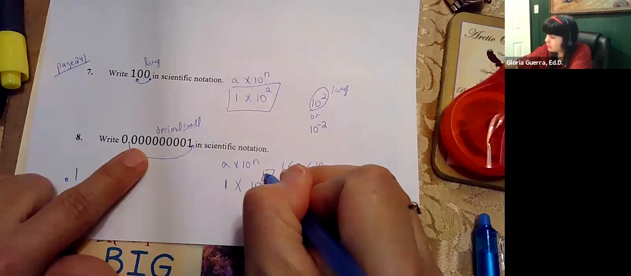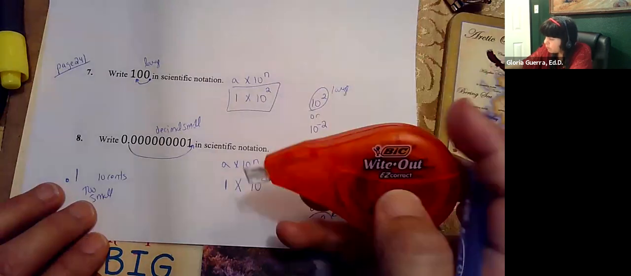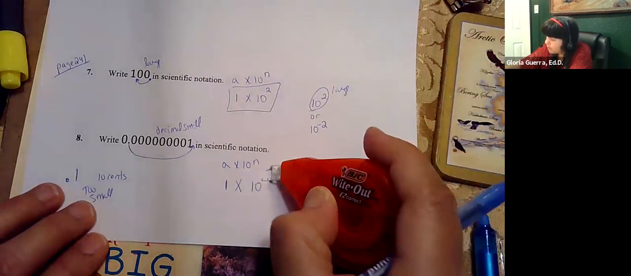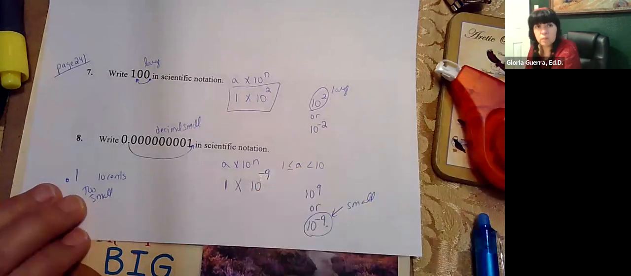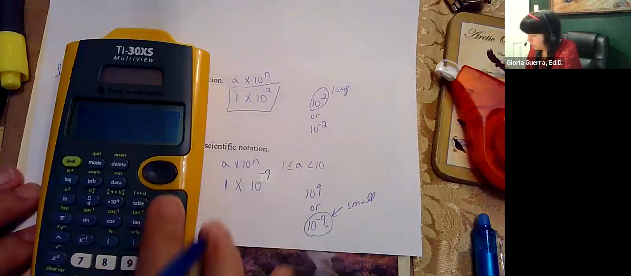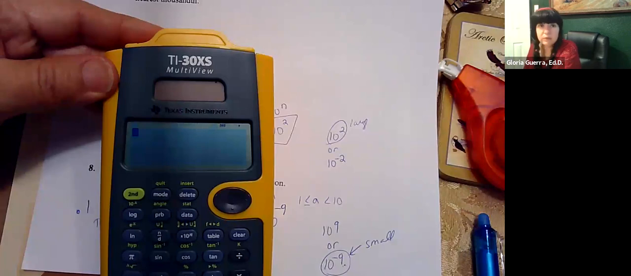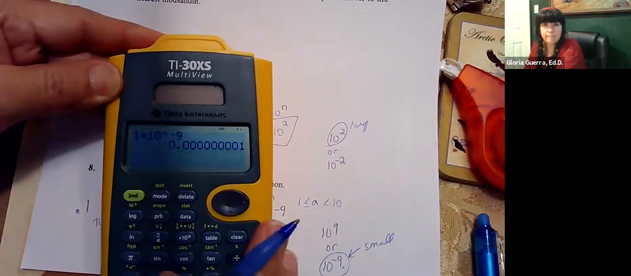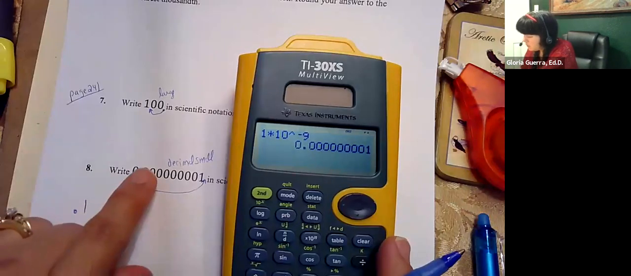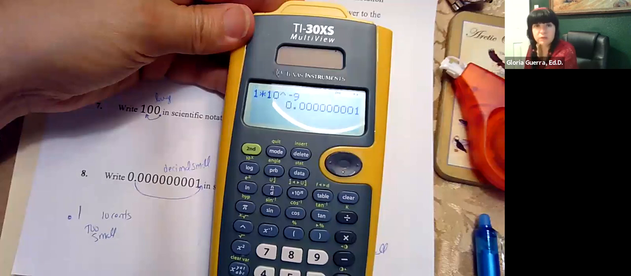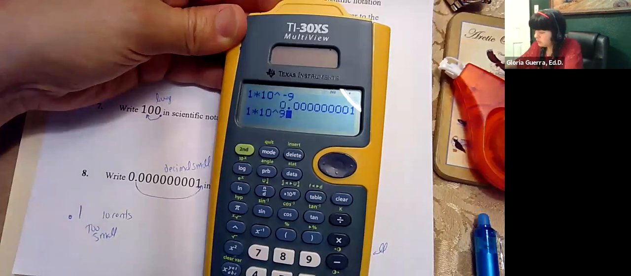Okay, negative 9. And if I check that on the calculator, 1 times 10 raised to the negative 9, see, that gives me what I need. The other one's going to be too big. 1 times 10 raised to the 9 power, see, that's too big. Right? Okay, so this is your answer.